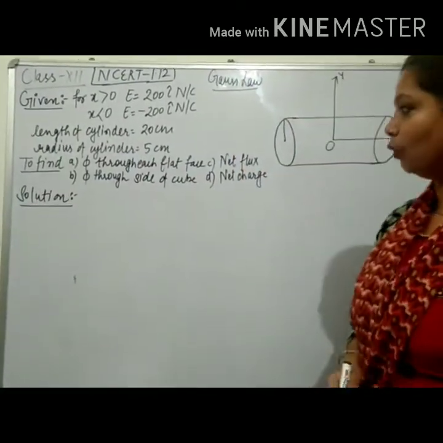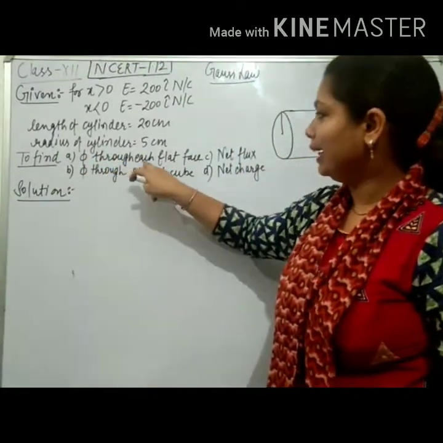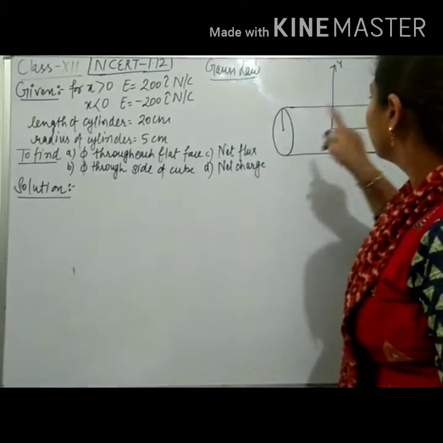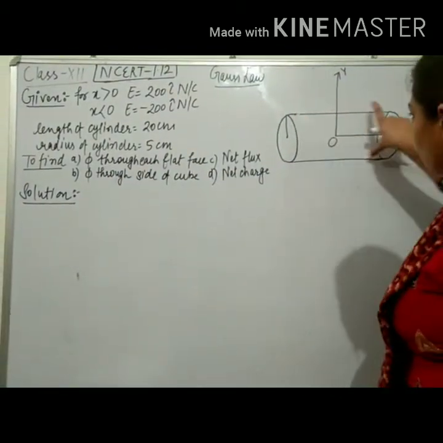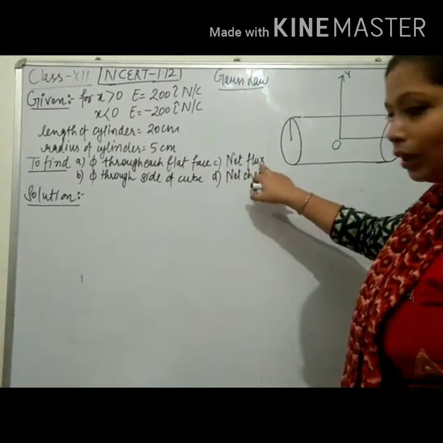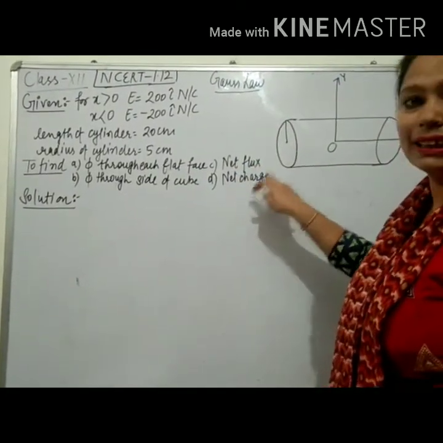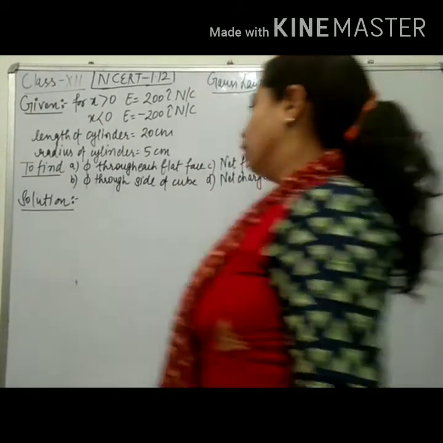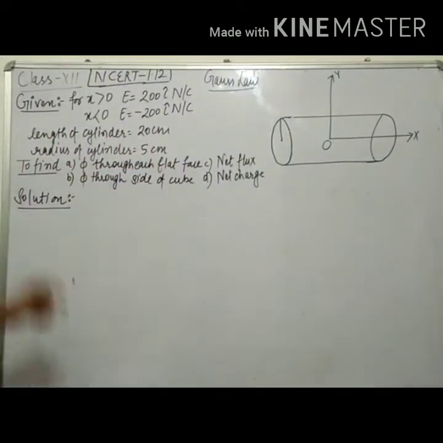But we have to calculate flux through each flat face, through the curved face, net total flux and net charge residing within the cylinder. So, come to the solution of the numerical.